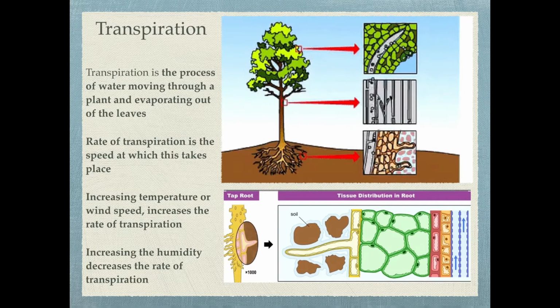If we increase the temperature or increase the wind speed, we're going to increase the speed or the rate of transpiration. However, humidity is how much water there is in the air. If we increase the humidity, this will actually decrease the rate of transpiration. So this is your underlying biology.